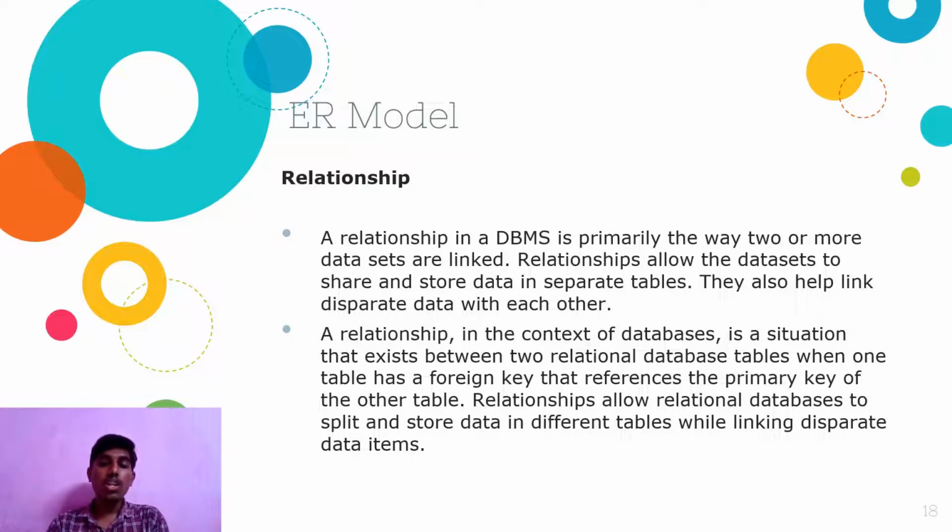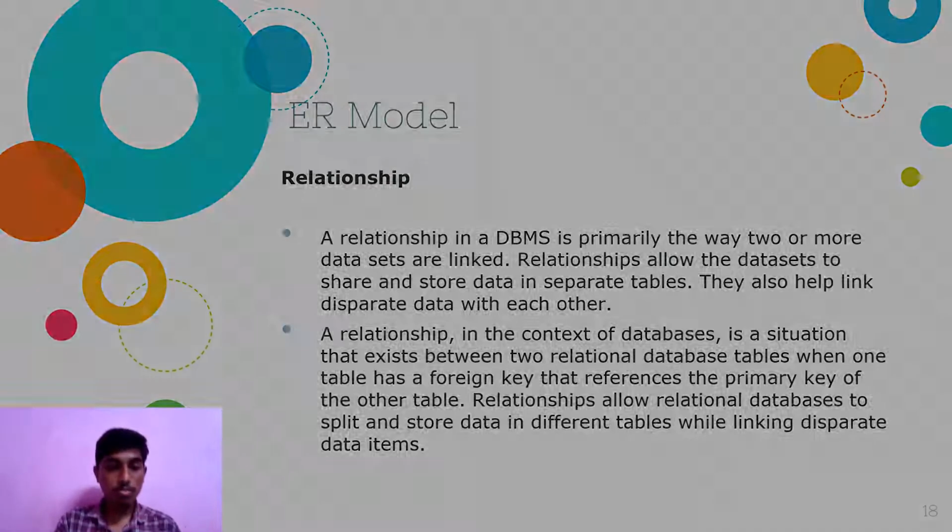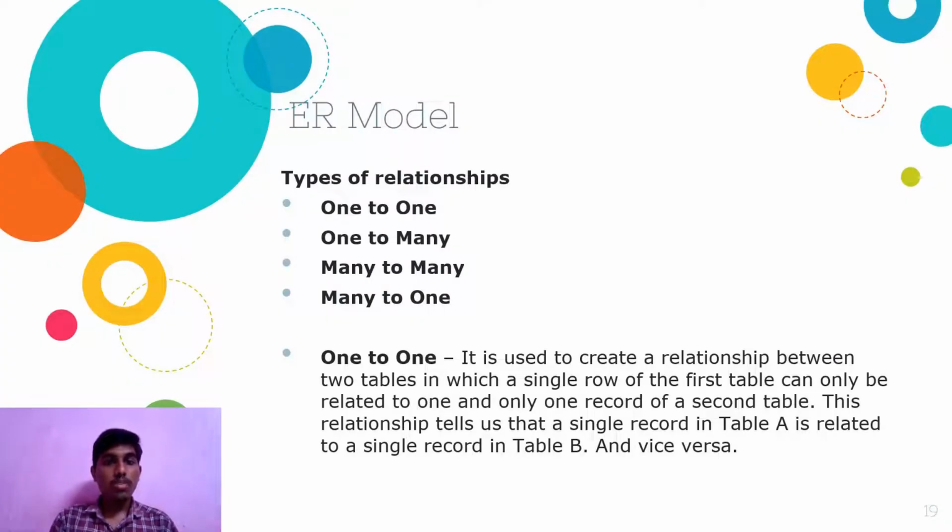Relationships allow relational databases to split and store data in different tables while linking disparate data items. Types of relationships: one to many, one to one, many to many, many to one. One to one is used to create a relationship between two tables in which a single row of the first table can only be related to one and only one record of a second table.